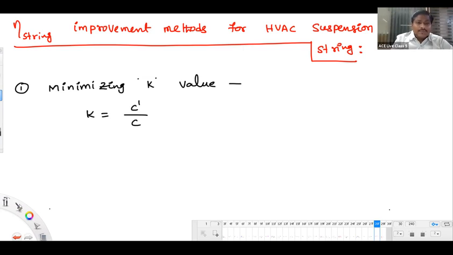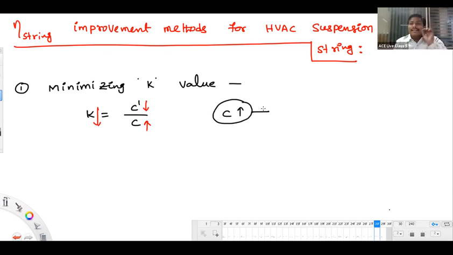Okay, now you see. Reducing the value of K means two options. One, increase C. Next, decrease C dash. Two options. First option, increase C. Second option, decrease C dash. Which one do we suggest? See, how to increase C? How can you do the C increment?